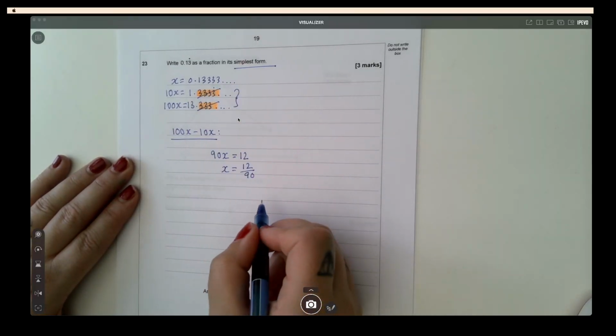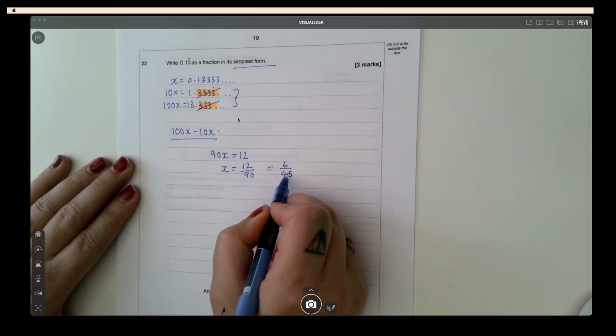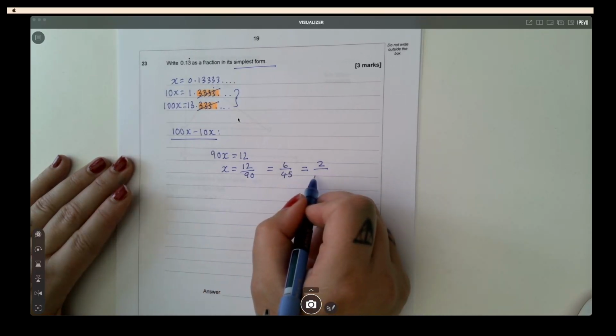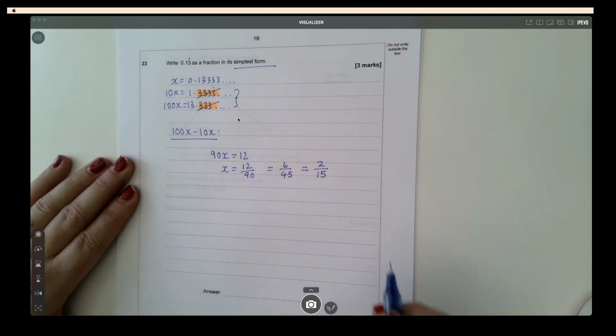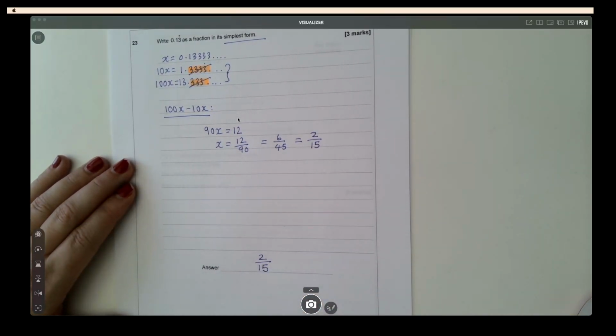We want it in our simplest form, so that's 6 over 45. Both still in the 3 times tables. So that's 2 over 15.